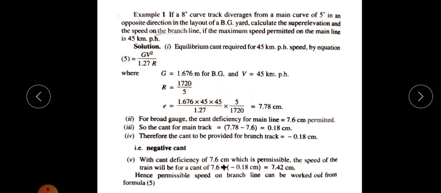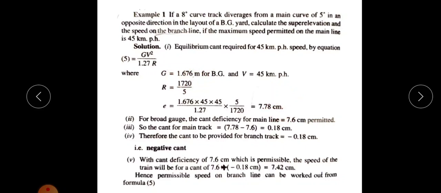Or 1.27 R means the value is in centimeter. If it is 127, that will be in meters. So here since it is 1.27, this E will be in centimeters. G is in meters, all others are in the metric system. So we have obtained E, that is the equilibrium Kant, as 7.78 centimeter. That is the first step.